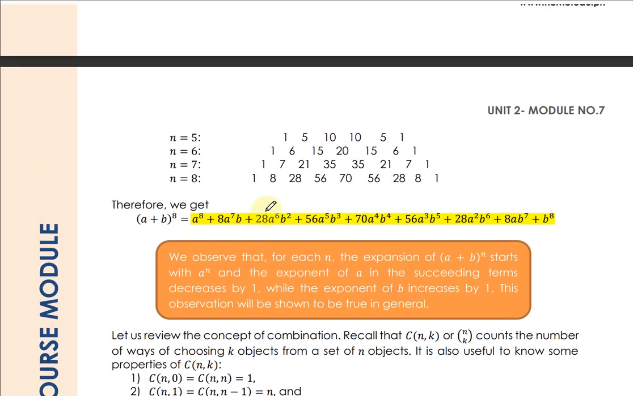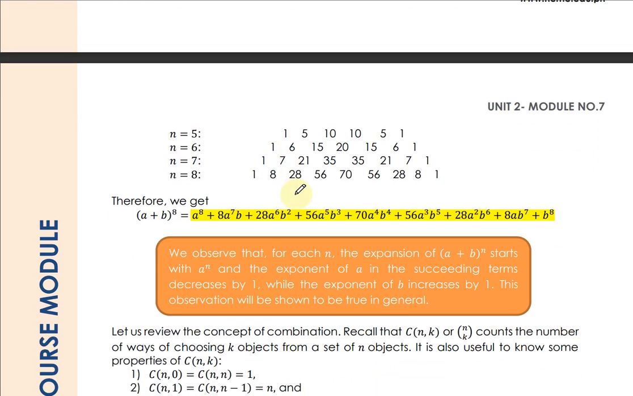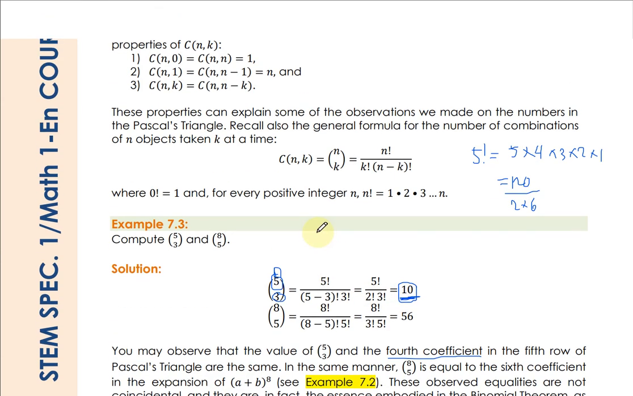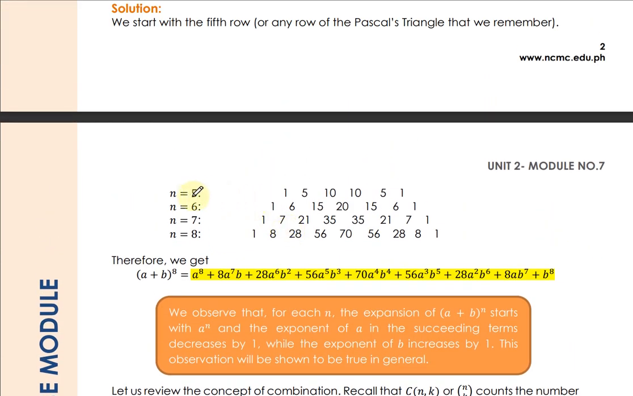So recall, mag-add lang daw ka og 1, kay fourth coefficient man daw ni siya. So sa fifth row, or n is equal to 5, mag-add ka 1 dari sa imong k, then ang answer ana mo na siya ang coefficient sa imong nga term. So our n is equal to 5 and our k is equal to 3, diba. So you add 1, so 4, meaning fourth nga term. So 1, 2, 3, 4. So mo ni siyang 10 ang answer.